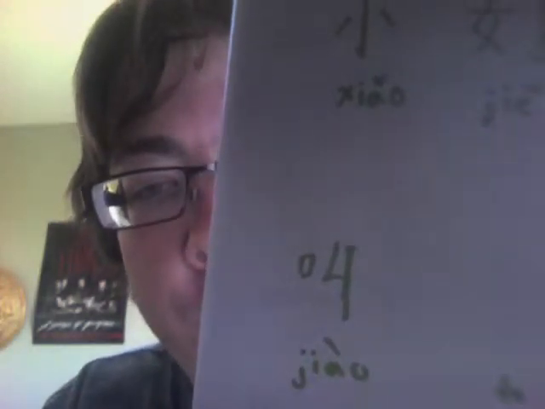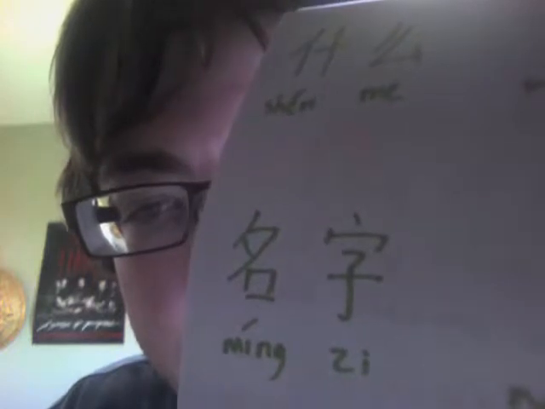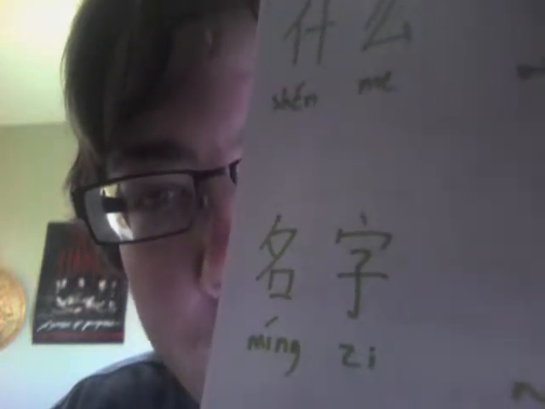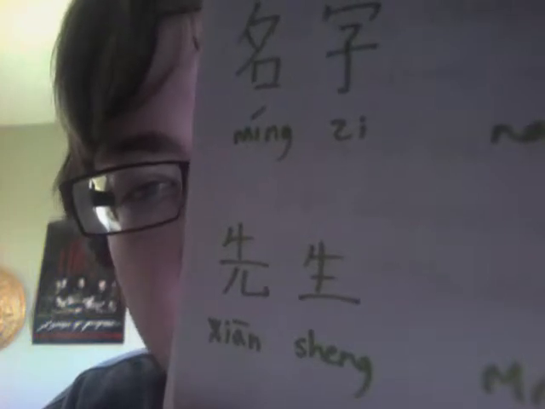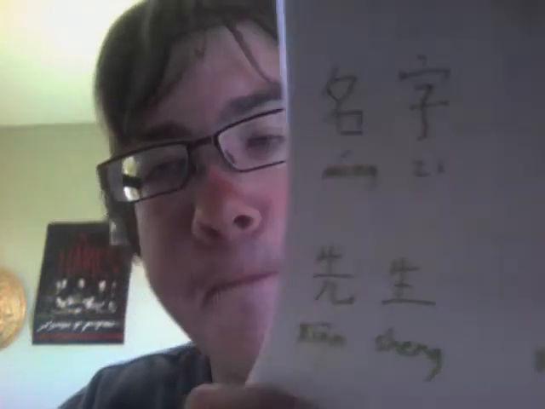Here you have 叫, which means to be called or to call. So 你叫什么名字 means what is your name, right? So by what name are you called? And so 什么 just means what. 名字 just means name. And then here 先生 basically means Mr. or husband or something like that.